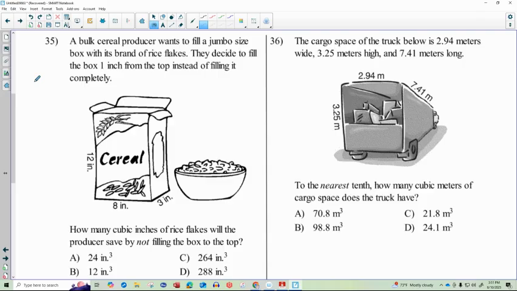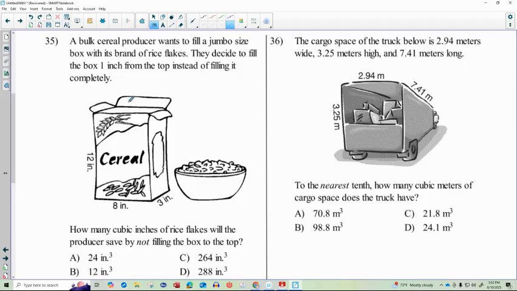Okay. A bulk cereal producer wants to fill a jumbo-sized box with its brand of rice flakes. They decide to fill the box 1 inch from the top instead of filling it completely. How many cubic inches of rice flakes will the producer save by not filling the box to the top? Ooh, okay, here we go.